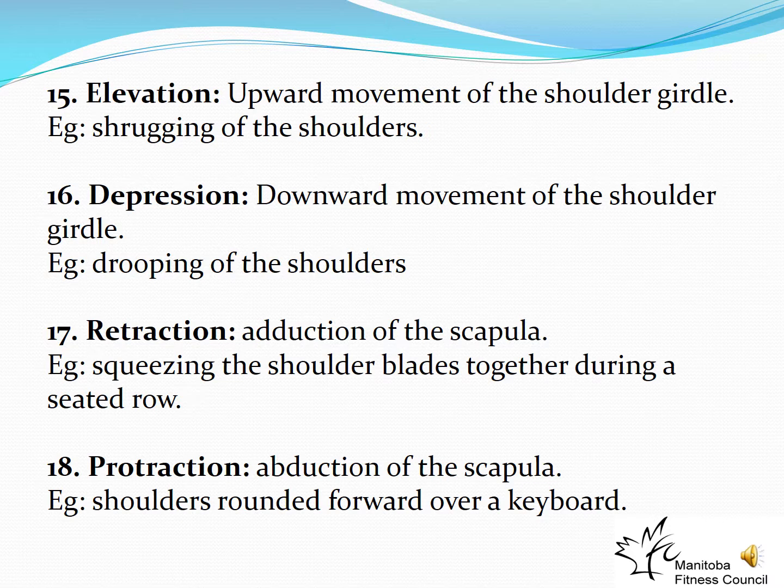So elevation, the scapula go up. Depression, the scapula go down. Retraction, the scapula pull backwards and they adduct, so they come towards each other. In protraction, the scapula will abduct, they'll roll forward instead, and we'll see a nice visual of that.